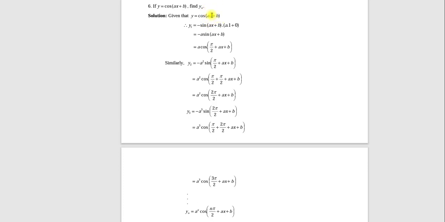And differentiating this inside part, we get a into 1 plus 0, which is basically a. So the a comes forward. And let us change it from sin to cos, so that we can bring pi by 2, and like the previous math, we can determine a pattern from pi by 2.